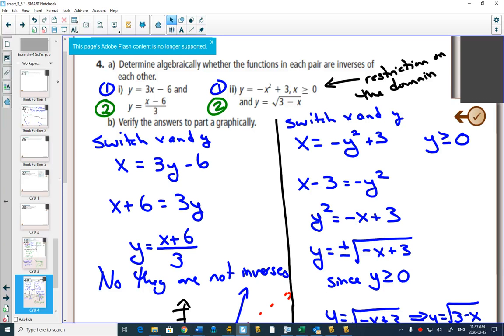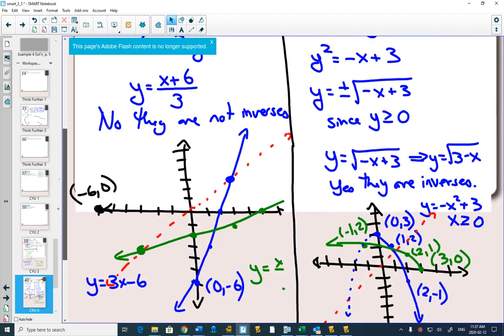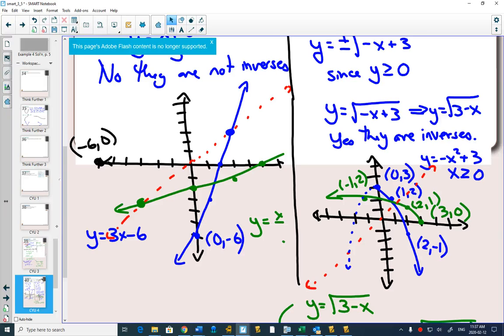So I've labeled 1 and 2. 1 is the blue one, 2 is the green one, and that's what we've graphed here. In this case, they happen to be inverses, and we can see it both algebraically and graphically.